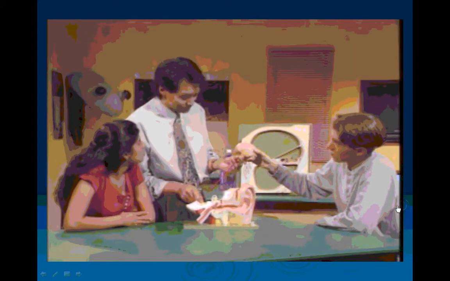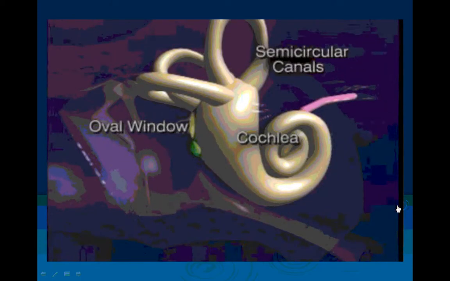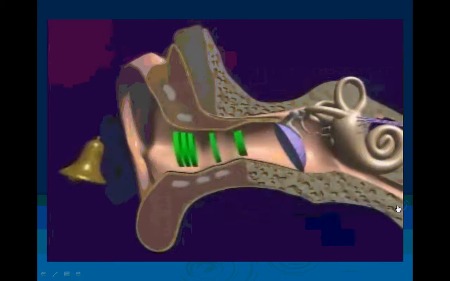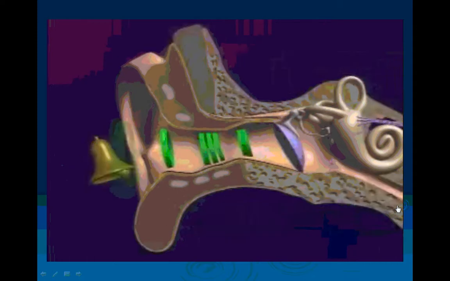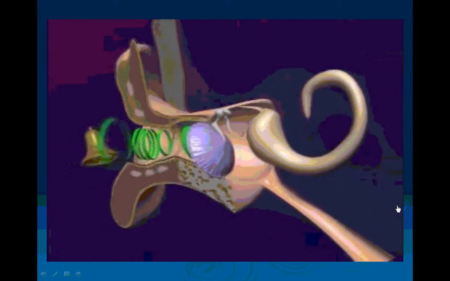Great. Let's take a look at this one more time. Sound waves are vibrations that travel through gases, liquids, and solids. When these vibrations reach the outer ear, they travel along the ear canal to the eardrum, causing it to vibrate. The vibrations are then transferred to the hammer, anvil, and stirrup. As waves of sound travel from the eardrum to the stirrup, they are intensified about 30 times.